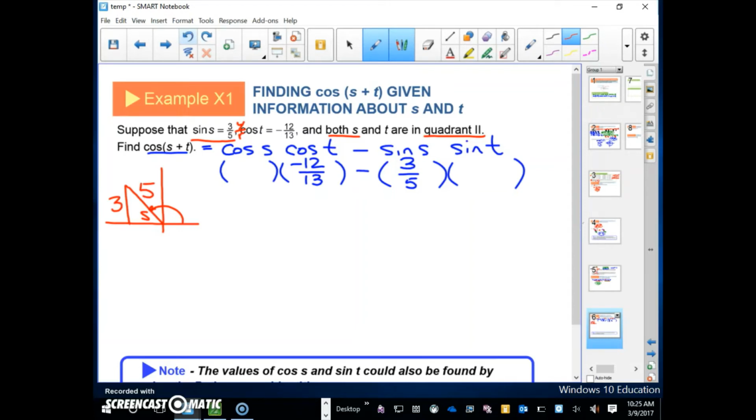And since I have two sides of a right triangle, that is a right triangle, I should be able to figure out that missing side using the Pythagorean Theorem. So x squared plus 9 equals 25. Subtract 9, that's 16.